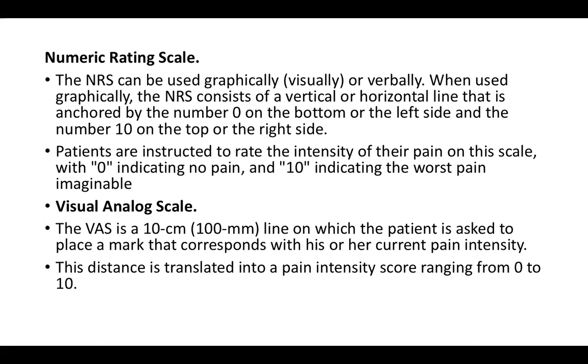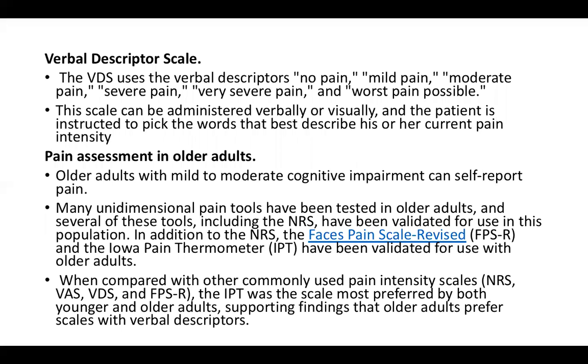So patients are instructed to rate the intensity of their pain on a 0 to 10 scale. Ten will be the worst, 0 no pain. So that is a numeric rating scale. Whereas the visual analog scale asks the patient to mark visually how much the pain is and how little the pain is. The distance is translated into a pain intensity score, ranging again from 0 to 10.